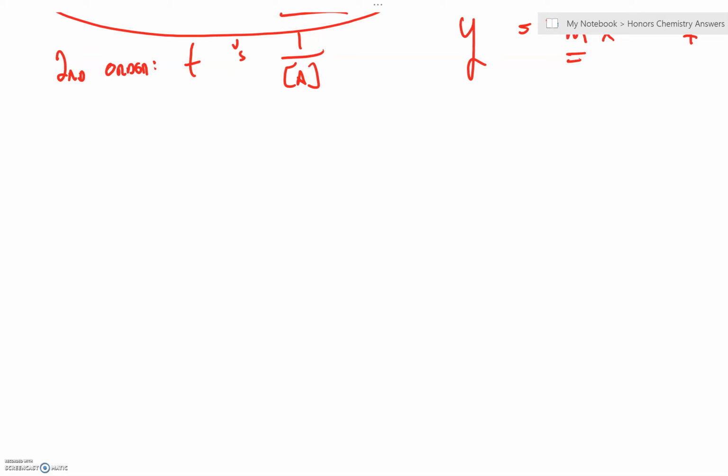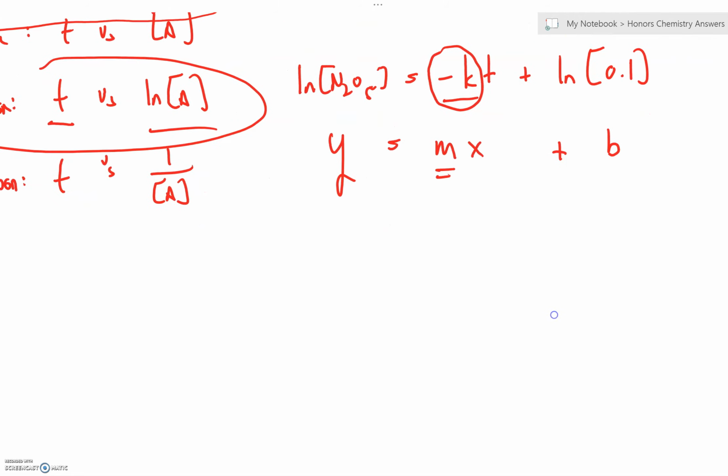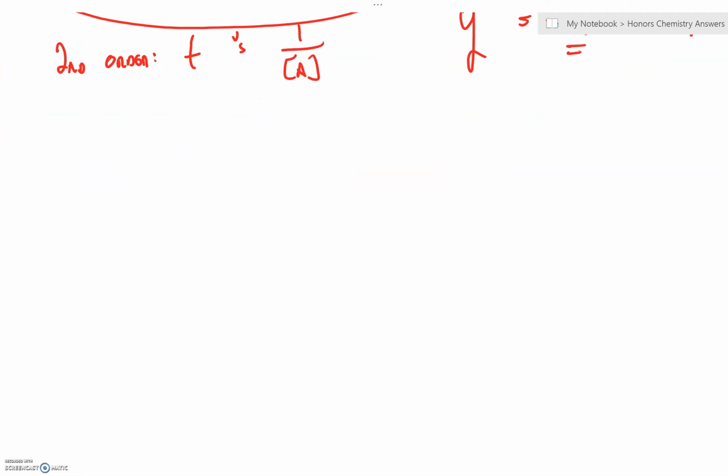Now, there are two questions that we would ask, now that we know that this is a first order reaction. We would ask actually three types of questions. One, what is the value of K and units? And there's a couple of ways that we could do this.